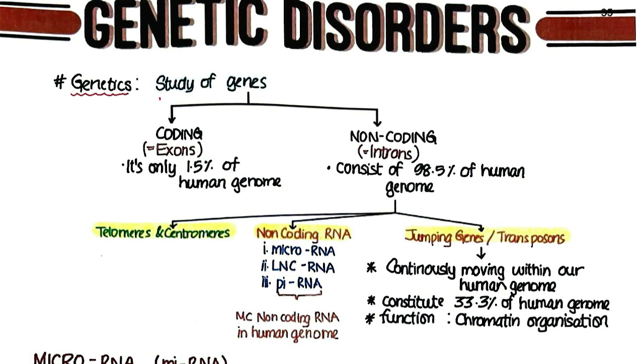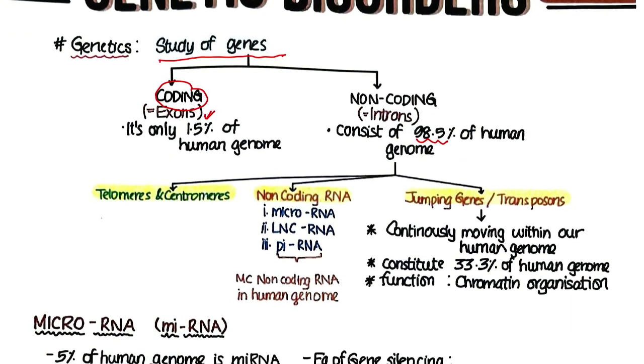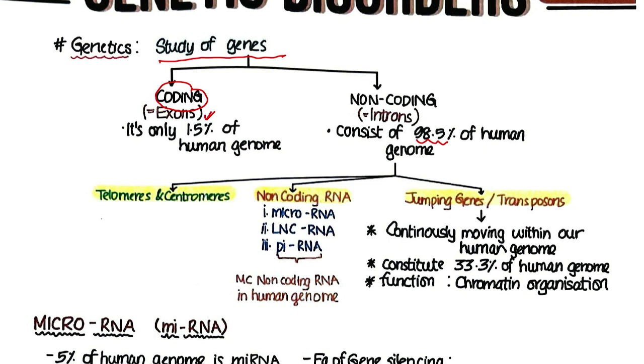Genetics means the study of genes, right? In our genome, 1.5% of the human genome is coding, meaning it consists of exons, and 98.5%, the major part of the human genome, is non-coding, that is introns. What is the role of introns? That is also equally important. The non-coding part consists of telomeres and centromeres, non-coding RNA, and jumping genes, right?